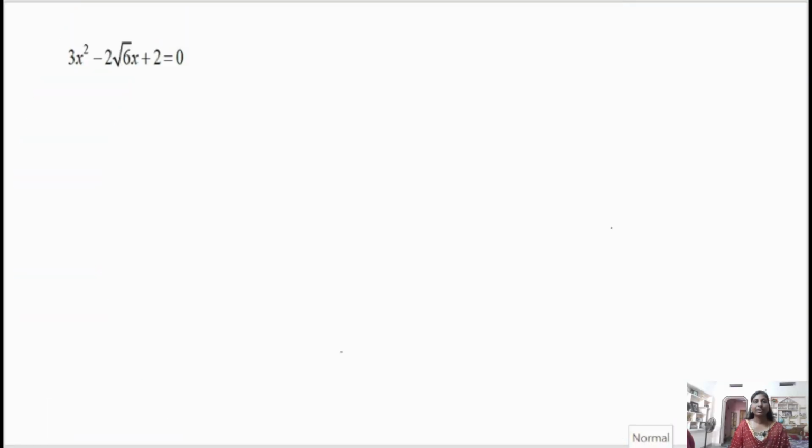Okay friends, we have the next question here. Let's read it. 3x square minus 2 root 6x plus 2 is equal to 0.